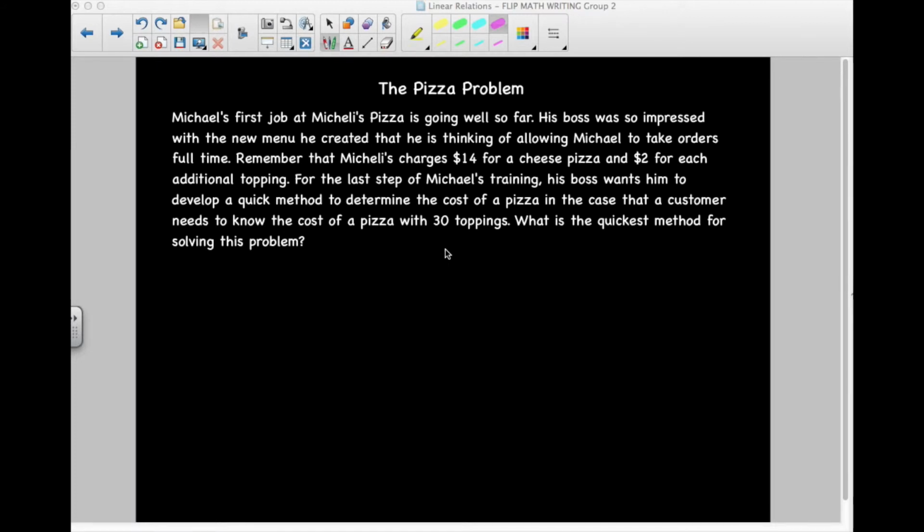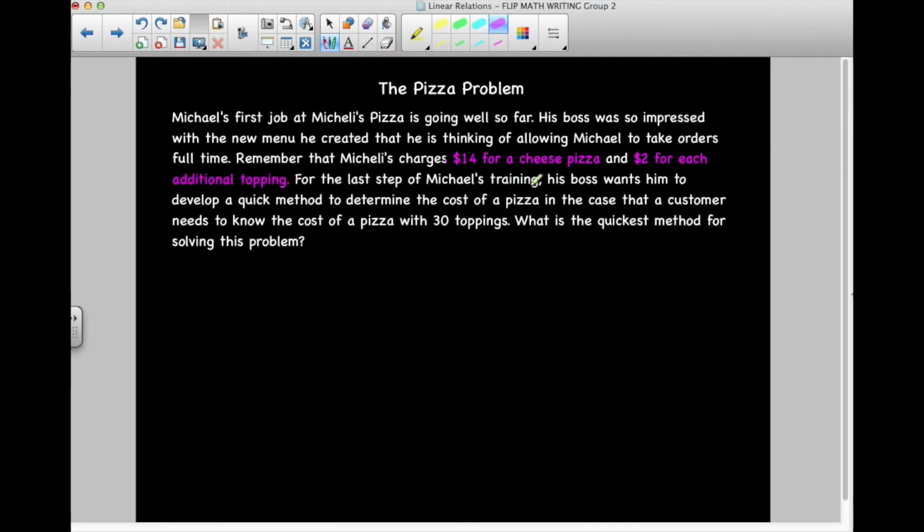Okay, so let's have another look. So it's Michael's first job, it's going well. His boss was so impressed with the menu he created that he's thinking of allowing Michael to take orders full-time. So it looks like he's getting maybe a little bit of a promotion. That's great. Remember that Michelli's charges $14 for a cheese pizza and $2 for each additional topping.